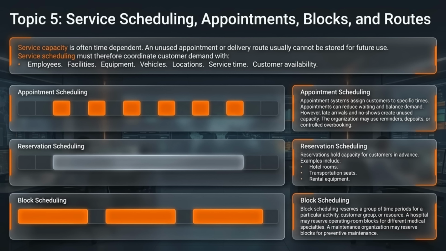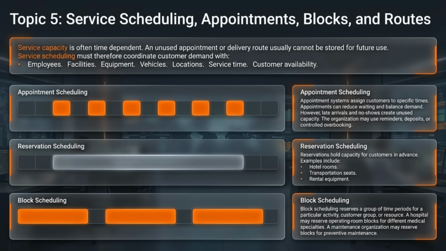Appointment scheduling assigns customers to specific times. Appointments can reduce waiting and balance demand. However, late arrivals and no-shows create unused capacity. The organization may use reminders, deposits, or controlled overbooking. Reservation scheduling holds capacity for customers in advance. Examples include hotel rooms, transportation seats, and rental equipment.